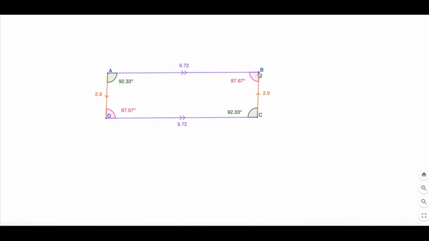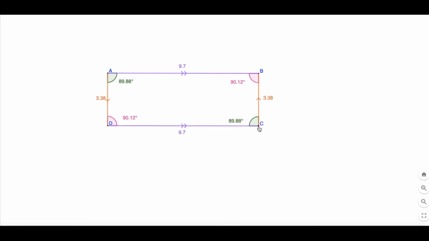My opposite angles stay congruent. My opposite sides are parallel to each other. They're also congruent to each other.